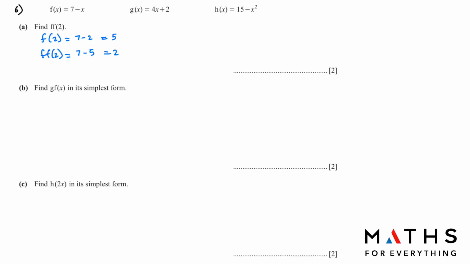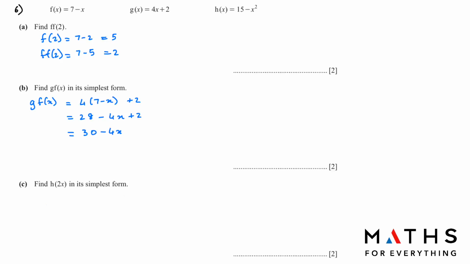So that's the answer. Now part B, find g of f of x in its simplest form. As there is no number here, we start from the outside. g of f of x, we write this equation, but in place of x, we are going to write f of x, which is 7 minus x. And remember to put it in a bracket. And then there's a plus 2. Expand the bracket. 4 times 7 is 28. And 4 multiplied by negative x is negative 4x, plus 2. 28 plus 2 will give us 30 minus 4x. This is the simplest form.